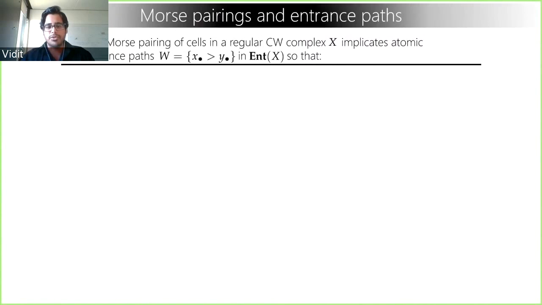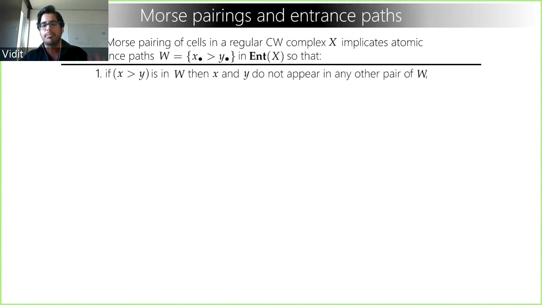Okay, so what does this have to do with cellular Morse theory? Well, every cellular Morse theory, this acyclic pairing on your cells in the style of Whitehead, is a selection of these atomic paths. And these atomic paths satisfy two properties. One, if you have a path x bigger than y, then x and y do not belong to any other path. If you remember our pictures with the arrows, that means that if there's an arrow from y to x, then there's no other arrow coming out of y, and there's no other arrow coming out of or into x. The arrows completely partition and are disjoint.